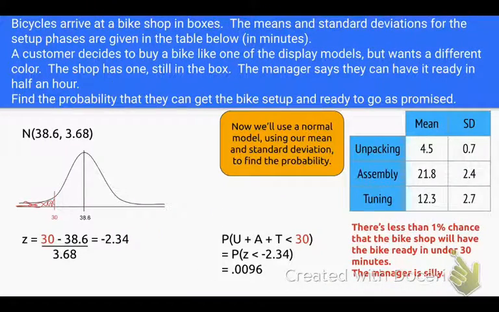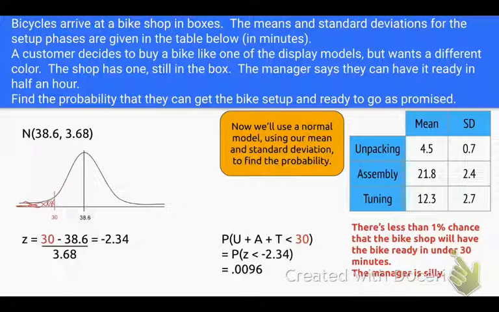So we're going to now use a normal model using our combined mean and standard deviation. So there's your notation, right? So N represents my normal model. Here are my parameters, 38.6 and 3.68. Sketch your curve, throw your median straight down in the middle. You don't have to show all the standard deviations. Just put the value that you're looking for. In this case is the 30 minutes. It would be to the left.